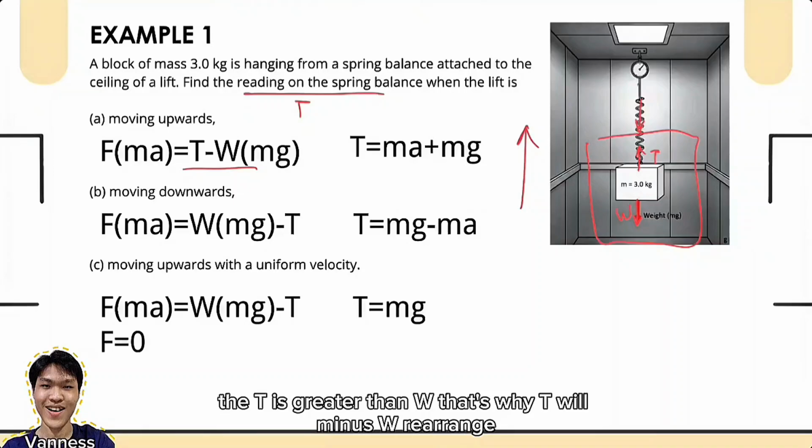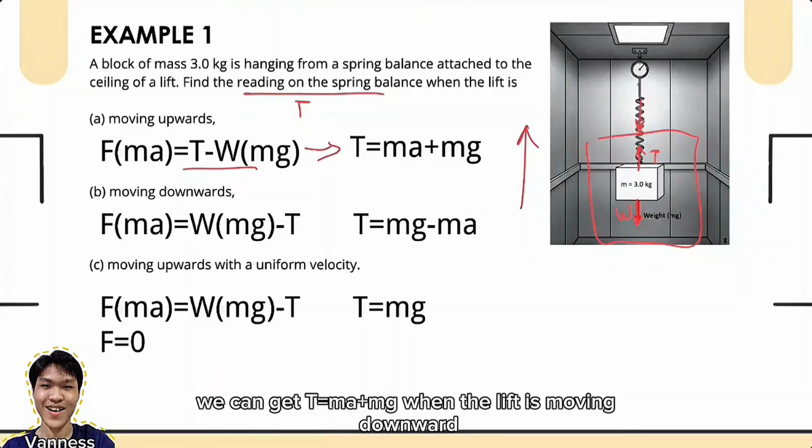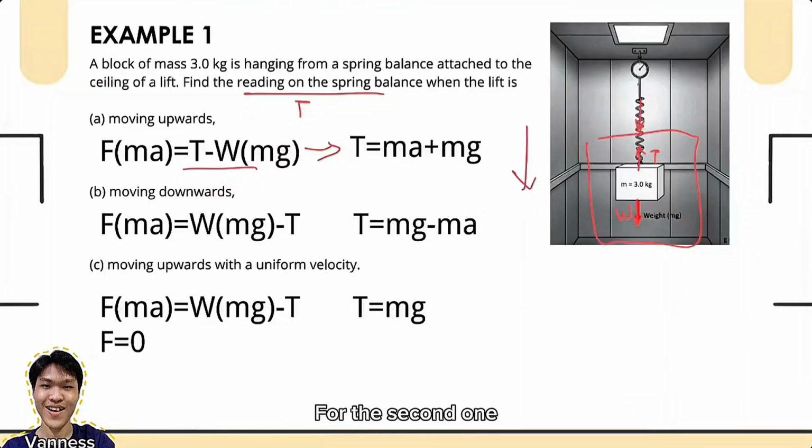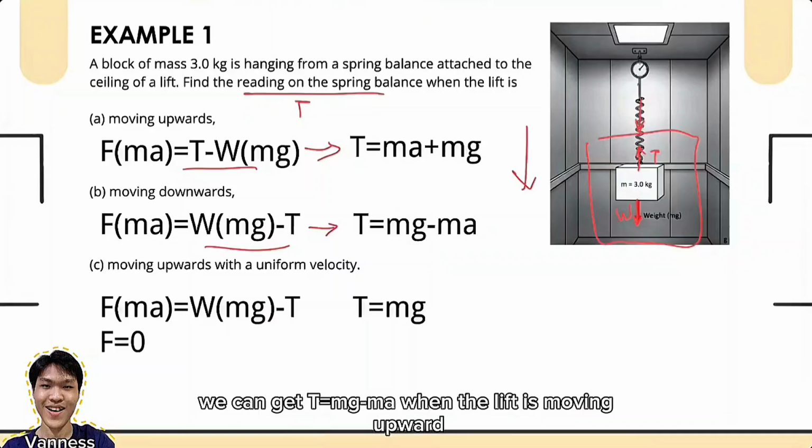That's why F equals T minus W. Rearrange, we can get T equal to ma plus mg. When the lift is moving downward, for the second one, F will be equal to W minus T, because W is now greater than T. So rearrange, we can get T equal to mg minus ma.